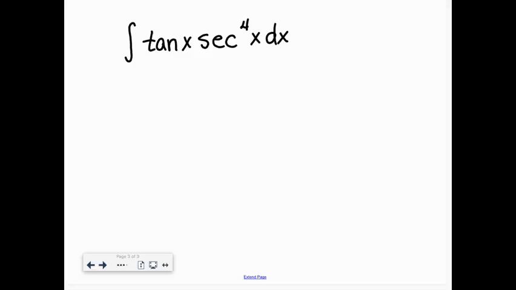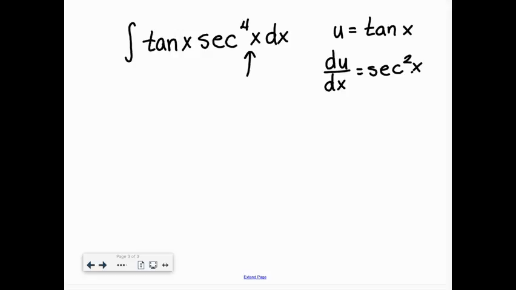But then that's going to leave... So if we choose tangent as u, my du is going to be secant squared of x, but then I'm still left with an extra secant squared of x. So I'm not taking care of everything inside my integral. So now I'm going to look for something else for u.